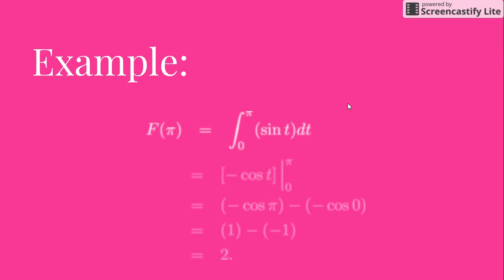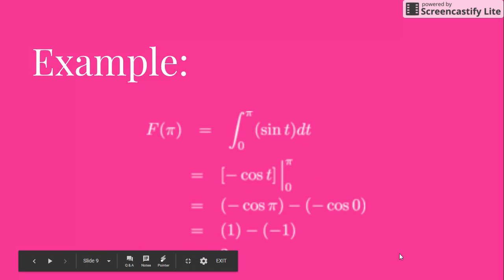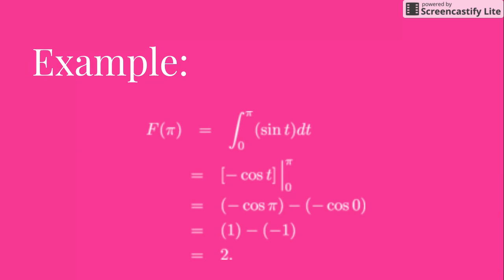To solve this, it looks like this. The antiderivative of sine is negative cosine, so that becomes negative cosine t from 0 to pi. Simply we use our equation, and we have negative cosine of pi minus the negative cosine of 0, which is just 1 minus a negative 1, which is simply 2.